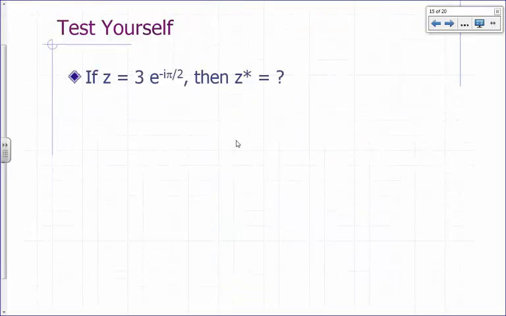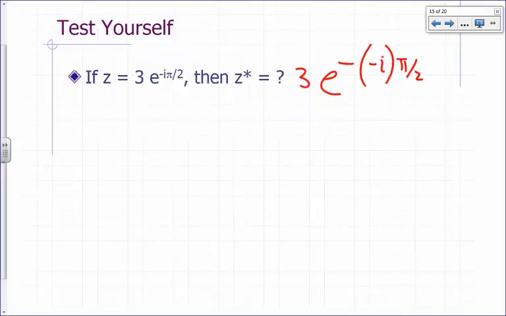Okay, but if z is 3 times e to the negative i pi over 2, what is z star? Anytime you see an i, replace it by negative i. So this is going to be 3 e to the negative of negative i pi over 2. That's how you take a complex conjugate. Every time you see an i, replace it by negative i. So that gives you 3 e to the i pi over 2.